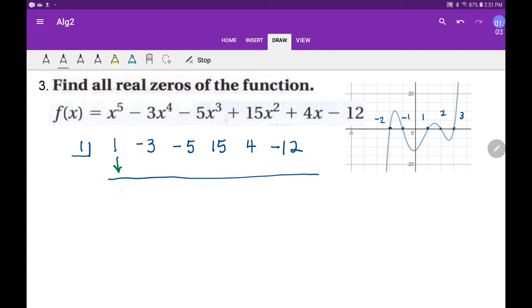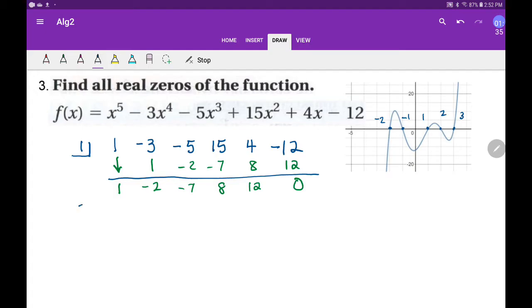I bring down my 1, and I get 1 times 1 is 1. Minus 3 is minus 2. Times 1 is minus 2. Negative 2. I get a negative 7 when I combine it with negative 5. Times 1 is negative 7. Plus 15 is 8. Times 1 is 8. Plus 4 is 12. Times 1 is 12. Plus negative 12 is 0. And it turns out 1 is a factor. I shouldn't say factor, I should say 0, or a root.